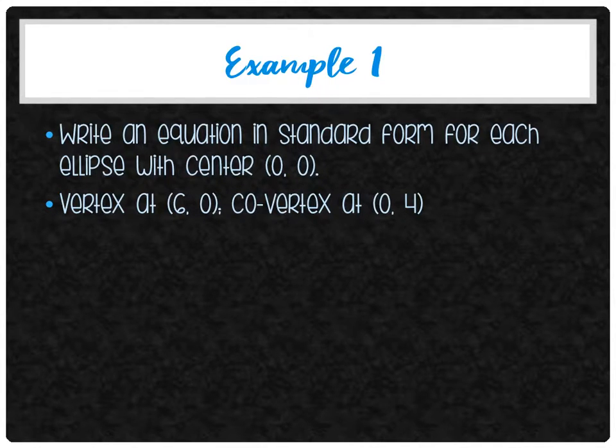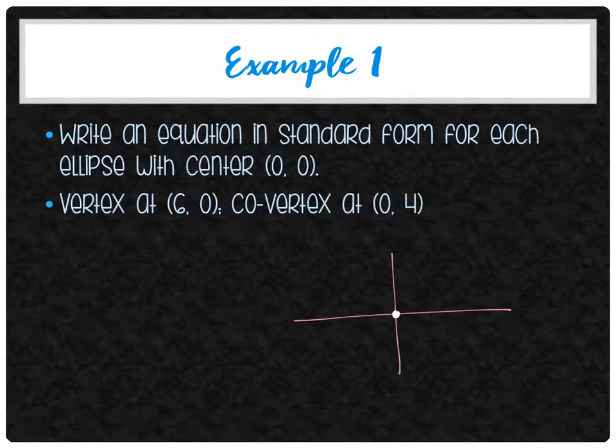All right, so this is just going to ask you to write the equation, but I'm going to challenge you to start visualizing it so you can wrap your head around it. So it says write the equation in standard form for each ellipse with a center at 0, 0. So I want you to actually plot these things. It says vertex at 6, 0. So I know my center is here, and the vertex is 6, 0.